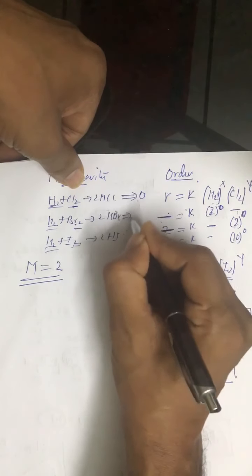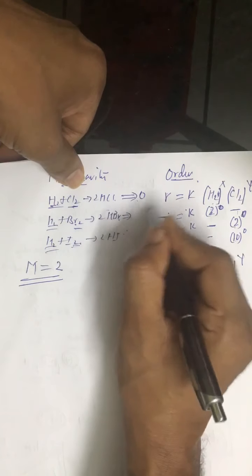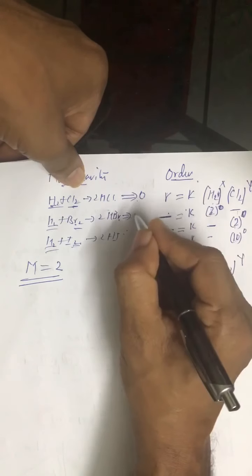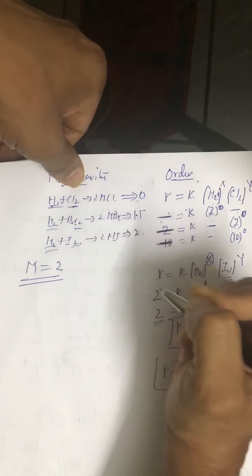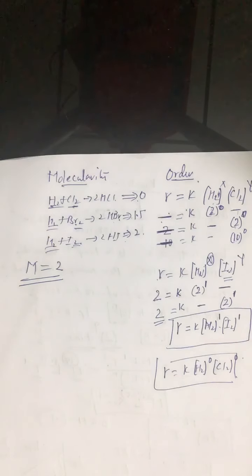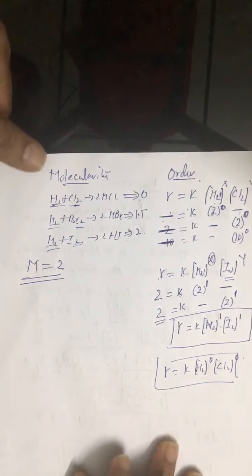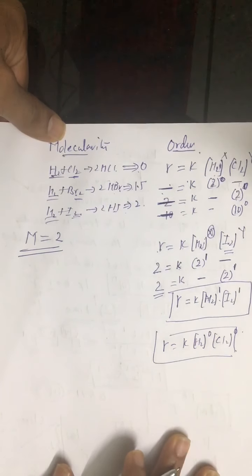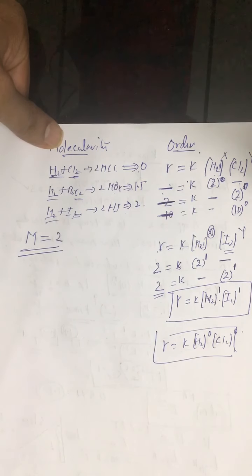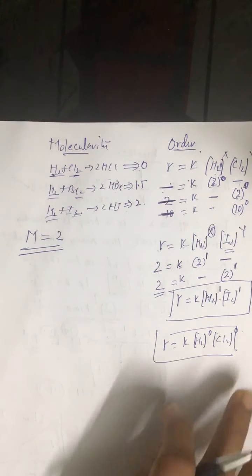For the second one, on the basis of practical observations, it is 1.5, and for the third case, it is 2. So order of reaction may or may not be equal to molecularity. These two may differ. We will continue with this.